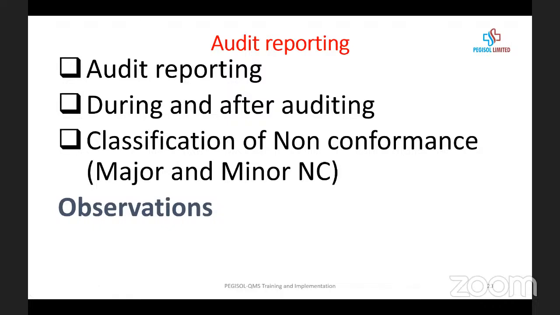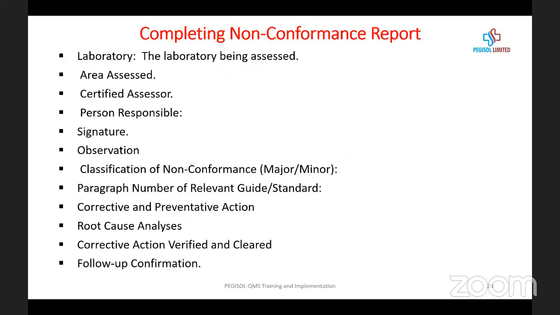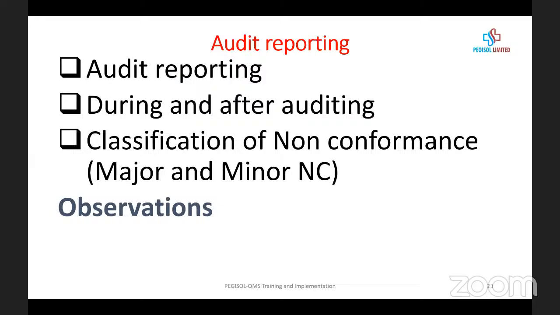So auditing, reporting, during and after auditing, you have to report. Then you have to classify the non-conformances into major non-conformances and minor non-conformances. When we say major non-conformance, this is one that can affect patient care or safety. Those two things are major non-conformances. Anything that has the ability to affect patient outcome.